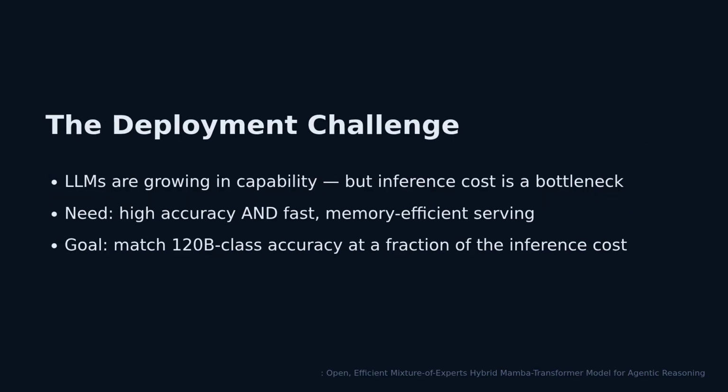Why does this matter? Large language models are getting more capable, but deploying them is expensive. Inference is slow, memory is tight, and costs are high. The field needs models that are not just accurate, but fast and memory efficient in real deployments. Nemotron 3 Super targets exactly this gap, achieving accuracy on par with 120 billion parameter rivals while dramatically increasing throughput.